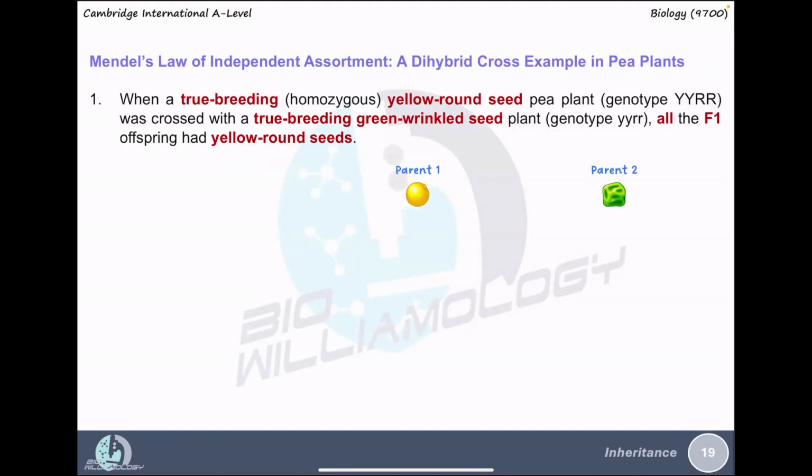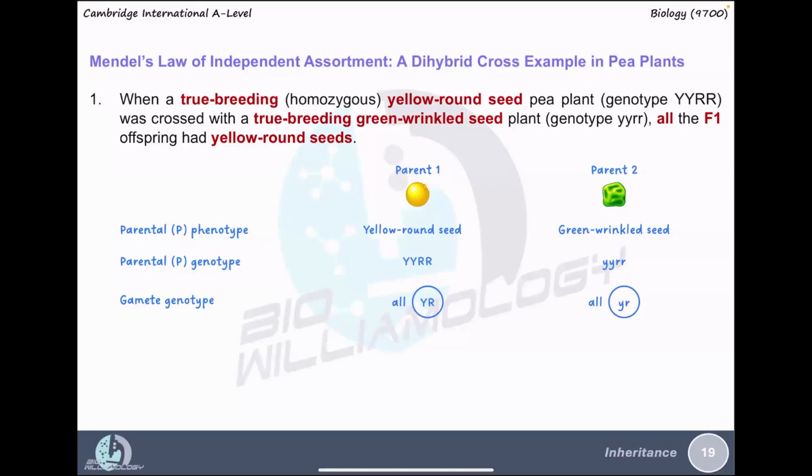So we have parent 1 with yellow round seed and parent 2 pea plant with green wrinkled seed. Both of them are homozygous plants, where yellow round seed is homozygous dominant and green wrinkled seed is homozygous recessive. In terms of gamete genotype, yellow round seed has all its gametes with dominant allele Y and dominant allele R. However, for green wrinkled seed, all its gametes contain recessive allele y and recessive allele r.